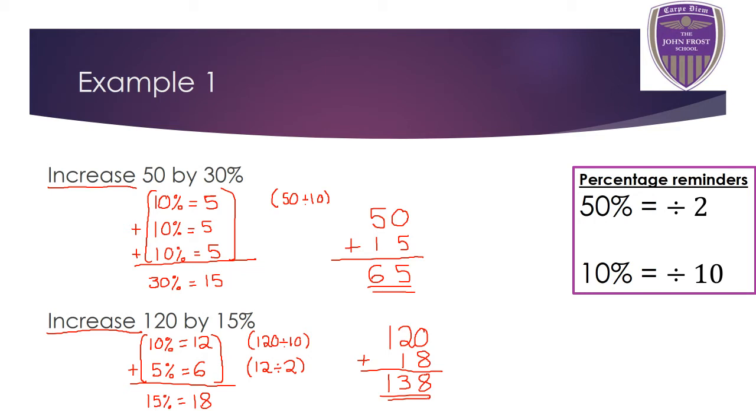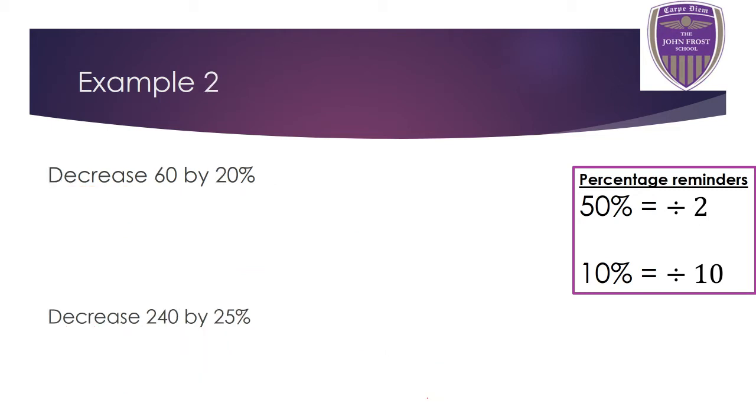Let's look at some decrease questions now. So if I want to decrease 60 by 20%, okay? So again, what percentages am I going to use? Well, I'm going to start off with 10% again. How do I find 10% of a number? Well, I just divide it by 10. So 60 divided by 10. And that will give me 6.